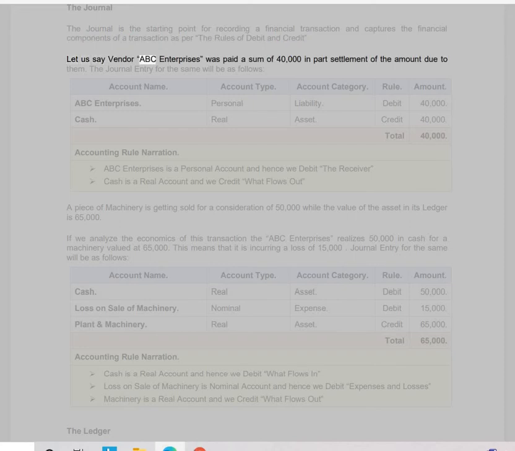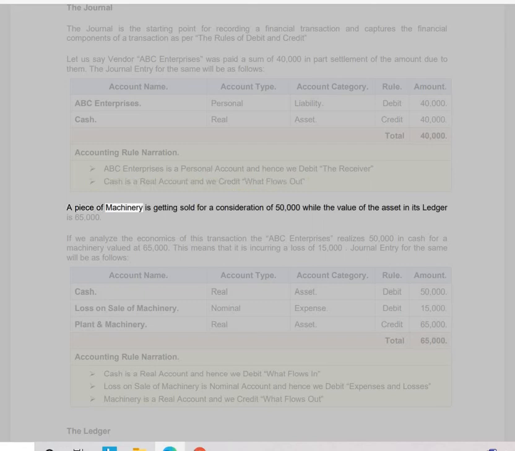Let us say vendor ABC Enterprises was paid a sum of $40,000 in part settlement of the amount due to them. The journal entry for the same will be as follows: account name, account type, account category, rule, amount. ABC Enterprises, personal liability, debit $40,000. Cash, real asset, credit $40,000. Total $40,000. Accounting rule narration: ABC Enterprises is a personal account, and hence we debit the receiver. Cash is a real account and we credit what flows out.